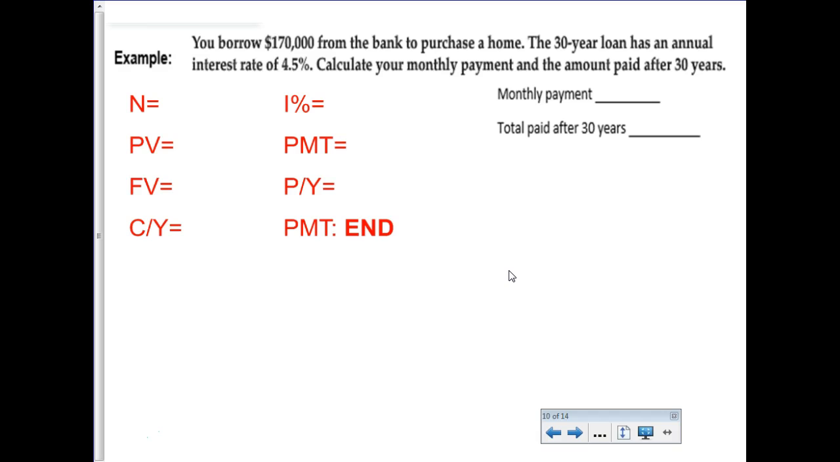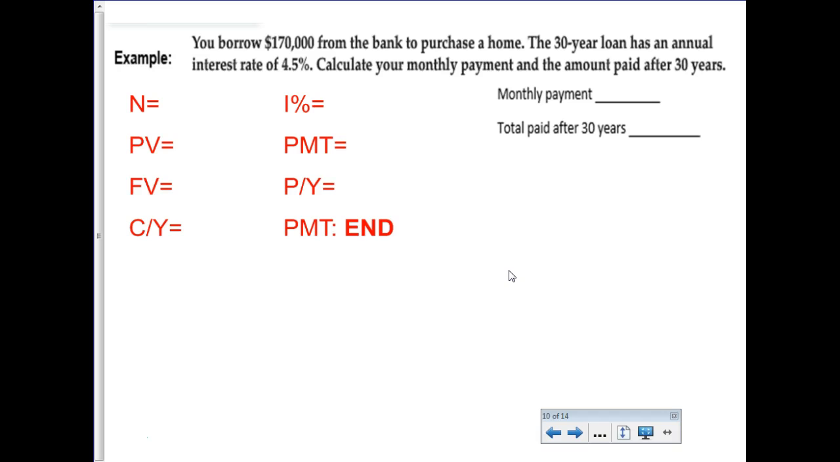Most mortgages are 30-year mortgages. And actually, this interest rate's very appropriate for right now. They are between 4 and 5% for mortgage rates. So what they want to know is what's going to be your monthly mortgage payment. Now, side note, this does not include real estate taxes. So tack on an extra $300 to $400 for that, please.